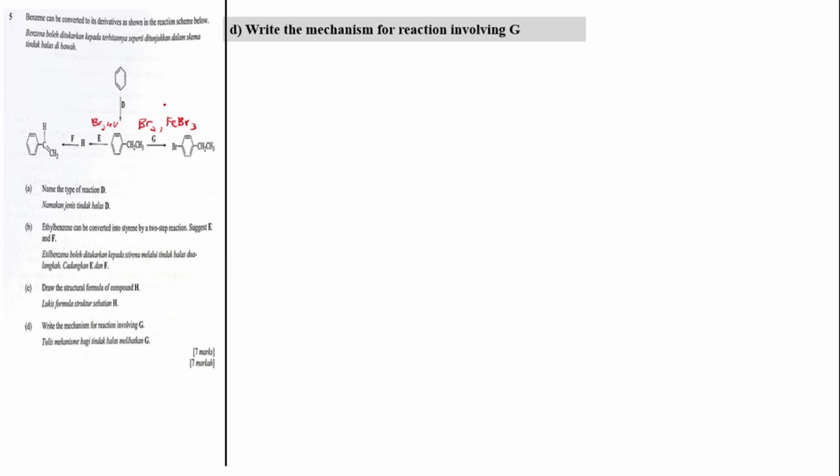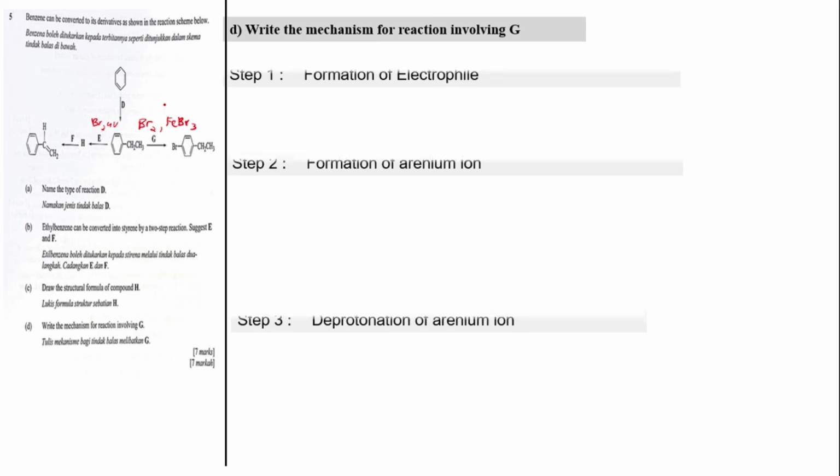So as usual for the mechanism of benzene, it's going to involve three important steps. Step number 1 is the formation of the electrophile. Step number 2 is the formation of the arenium ion. And step number 3 is the deprotonation of the arenium ion. So we need to produce our electrophile first. Our electrophile will consist of our reagent. So we have the bromine molecule, and then we're going to have our FeBr3, which is our catalyst.